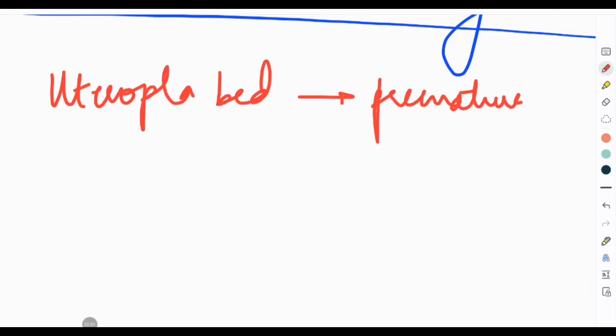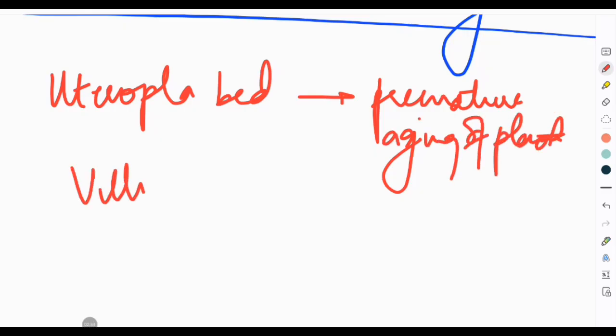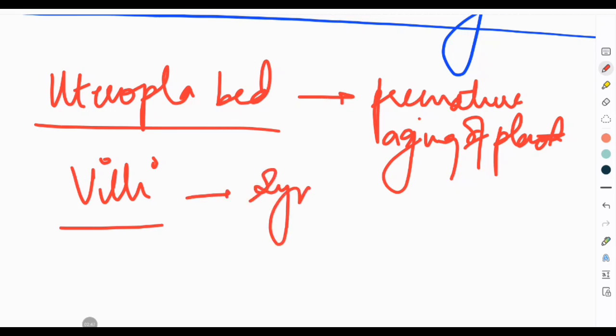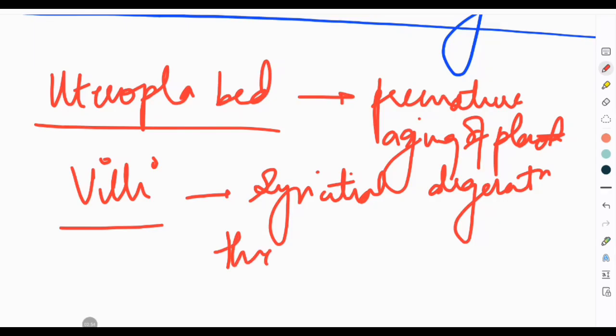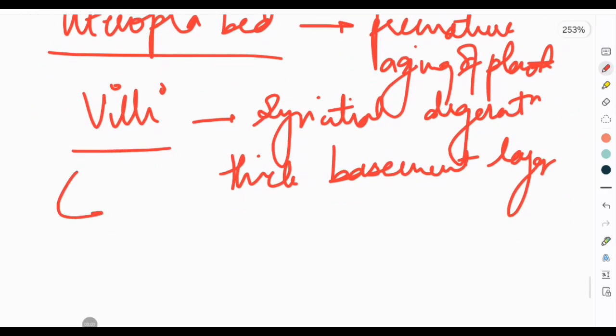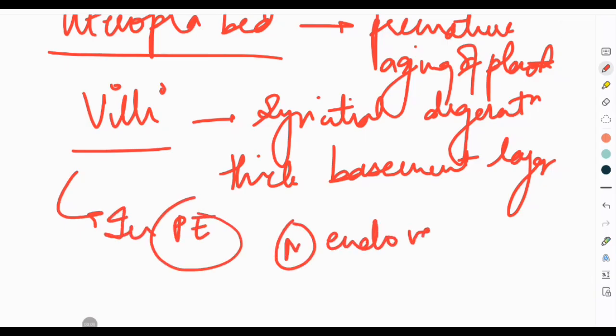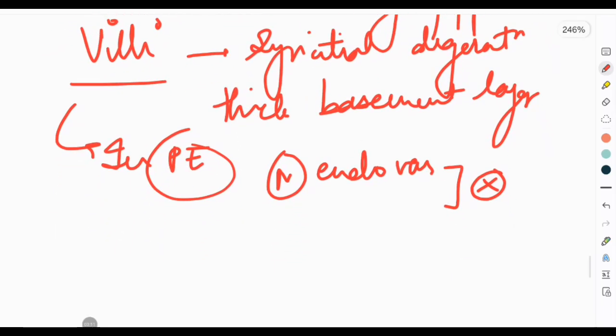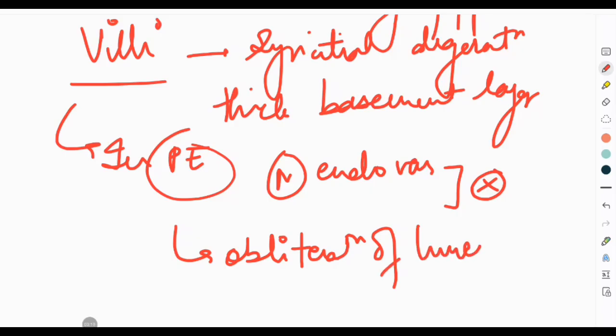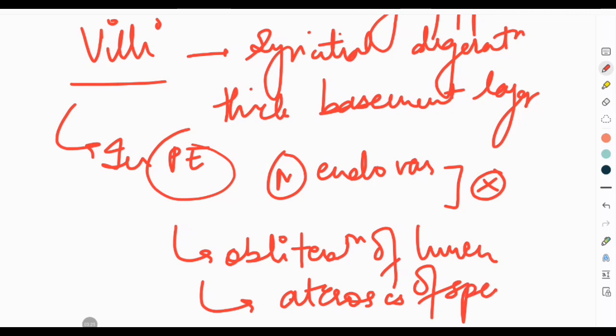Premature aging of the placenta, villi, syncytial degeneration, thick basement layer. In preeclampsia, normal endovascular invasion fails to occur. Obliteration of lumen due to atherosclerosis of spiral arteries.